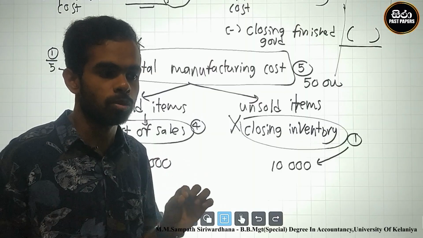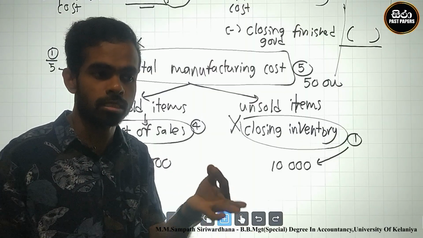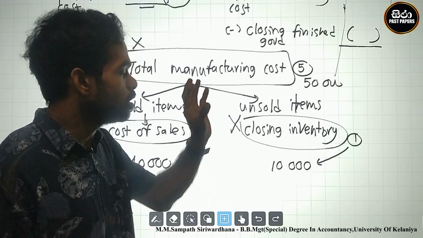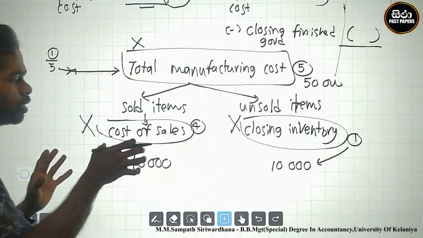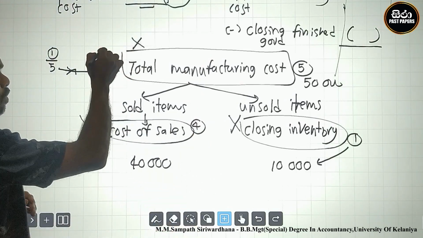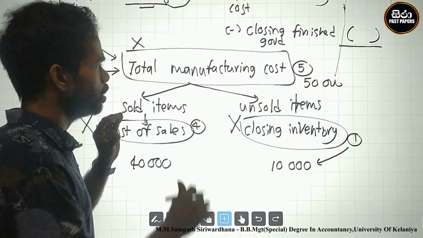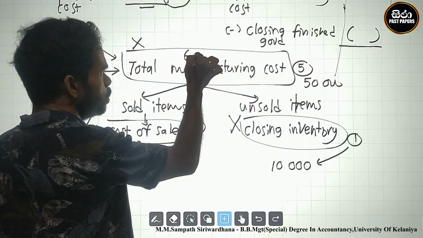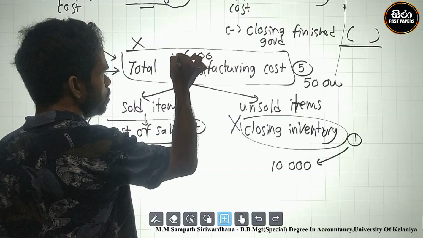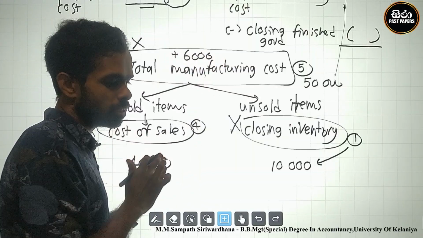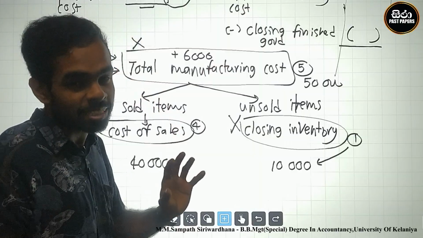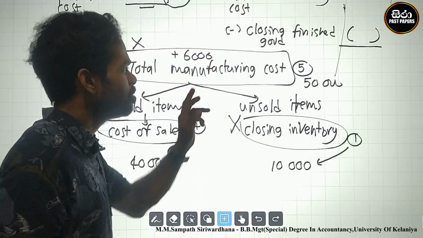Why? This 6,000 was already included in operating expense. Therefore, this 6,000 is included in this manufacturing account. This manufacturing cost should include the 6,000 cost. At that time, the manufacturing cost is in two locations.